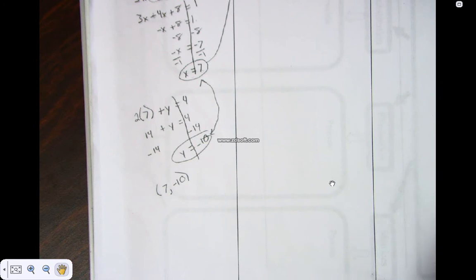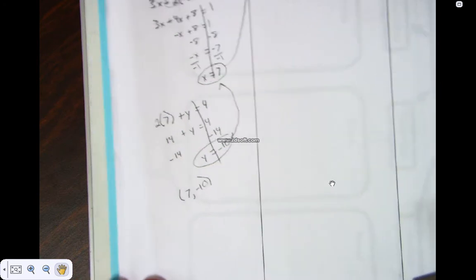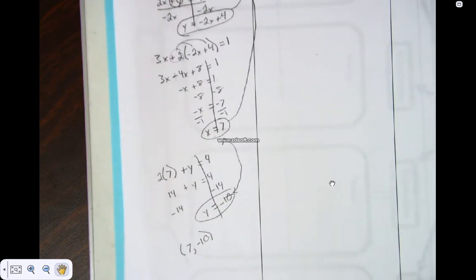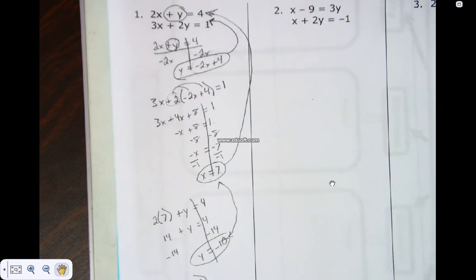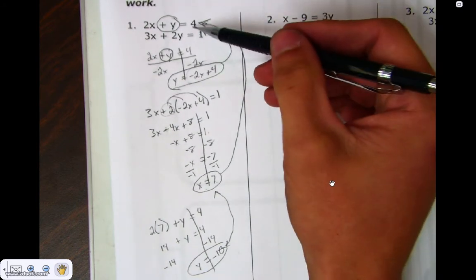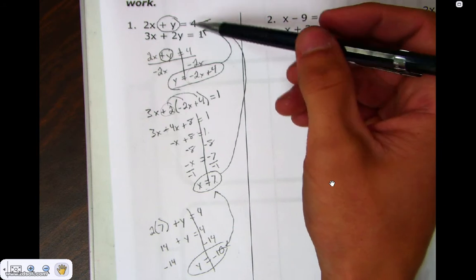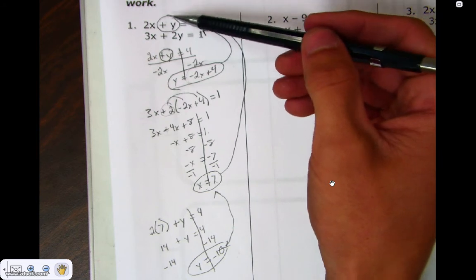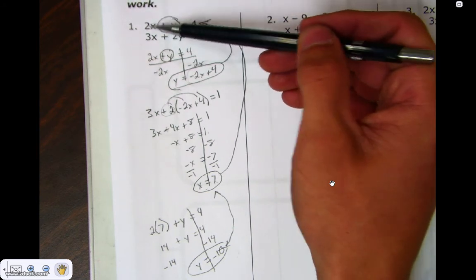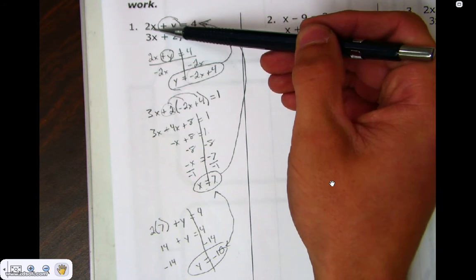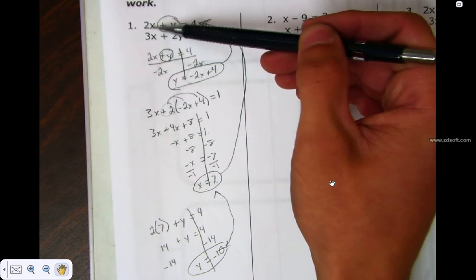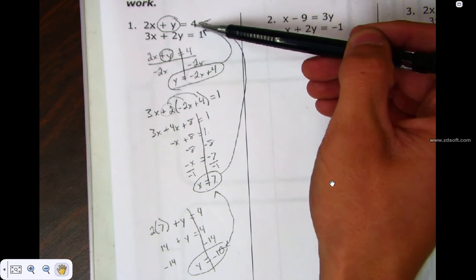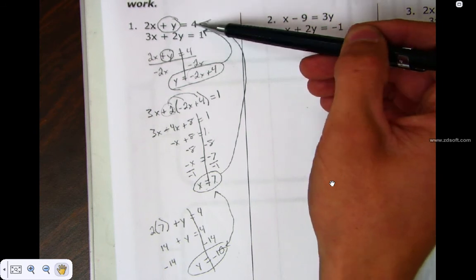Alright? Now if I wanted to check this, what I'm saying is that when x equals 7 and y equals negative 10, that satisfies both of these equations. So instead of writing it, I'll just say it. If x equaled 7, I'd have 2 times 7, which is 14, plus a negative 10. So 14 minus 10 equals 4. That's true. That works out.